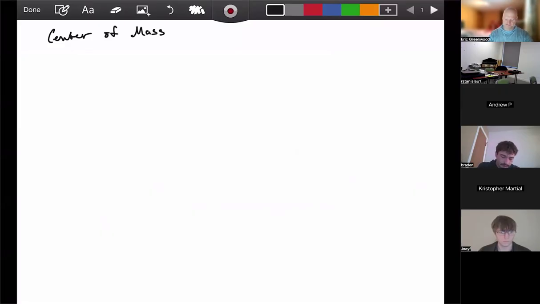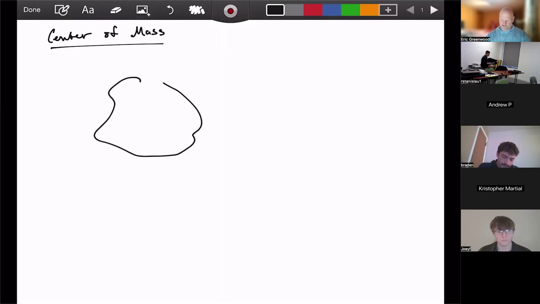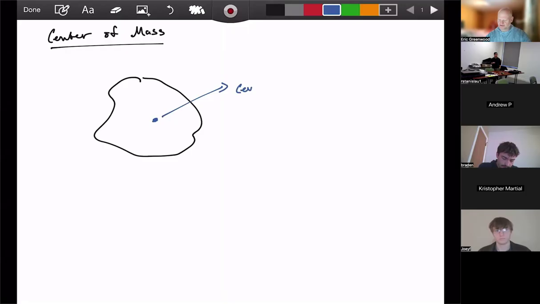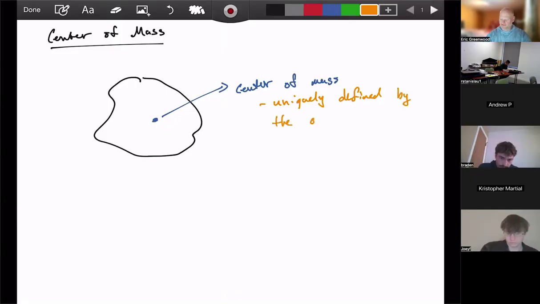Center of mass. So let's say I have an object. So here's my object. And I want to know the center of mass of this object. And let's say it's located here. So the center of mass. One thing I'll point out is the center of mass of an object is uniquely defined by the object itself.